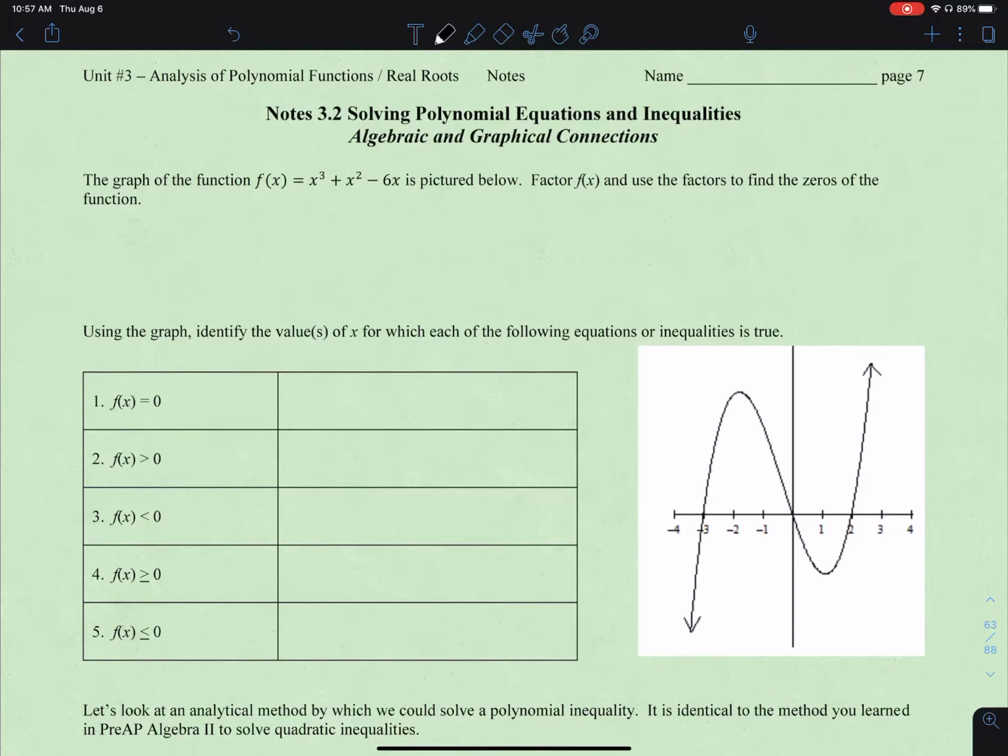PreAP PreCalculus Notes, Section 3.2, Solving Polynomial Equations and Inequalities. Here's what our goal is for this section.